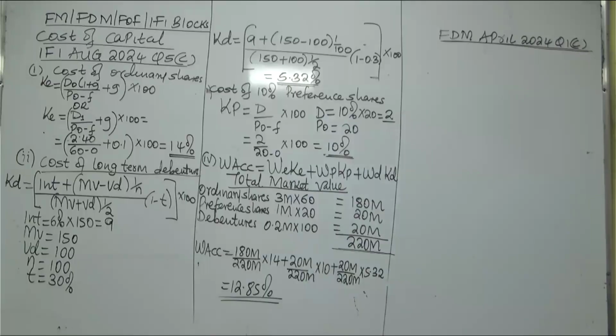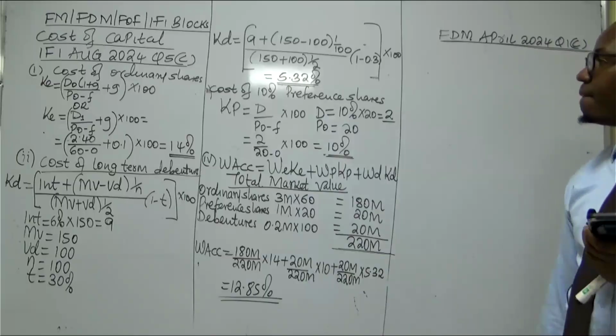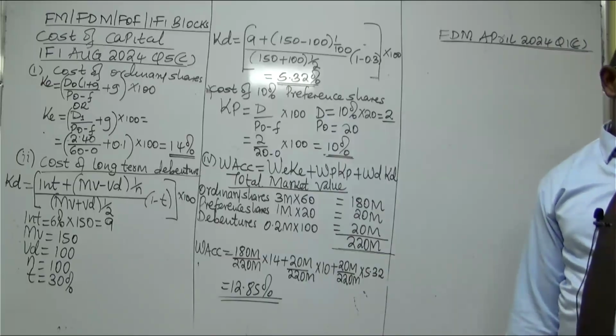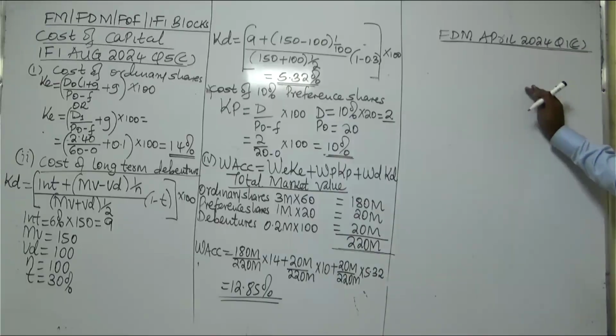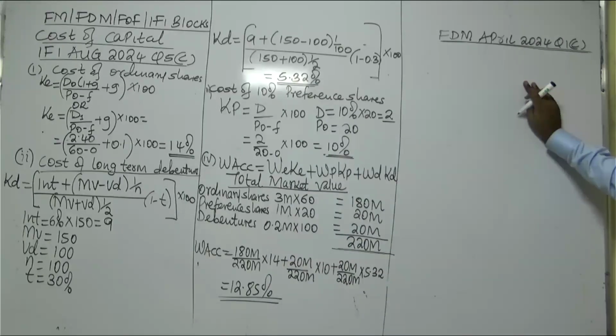Luna Limited is contemplating raising an additional shillings 5 million to finance an expansion program. We are given that the firm's capital structure, which is considered optimal, is as follows. You have the ordinary share capital, the reserves, 12% debenture capital, and the 14% preference share capital.